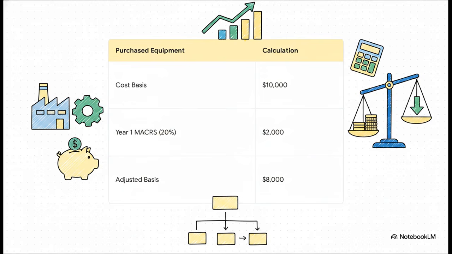Let's move on and see how this builds with 3 short original examples. We'll use simple round numbers just to see the framework in action. First up, purchased equipment. Let's say a business buys equipment for $10,000. The acquisition method is a purchase, so our starting basis is exactly that $10,000 cost. Assuming it's 5-year MACRS property using the half-year convention, the year 1 table rate is 20%. So 20% of $10,000 gives us a depreciation expense of $2,000. That means our adjusted basis at the end of year 1 is $8,000. See, it's a straight mechanical application.